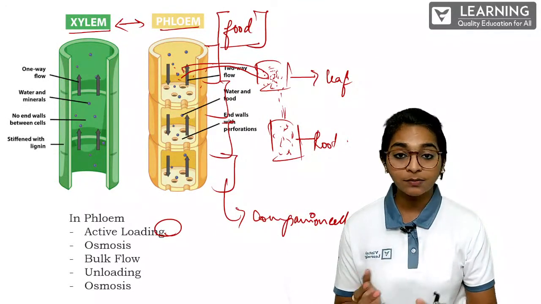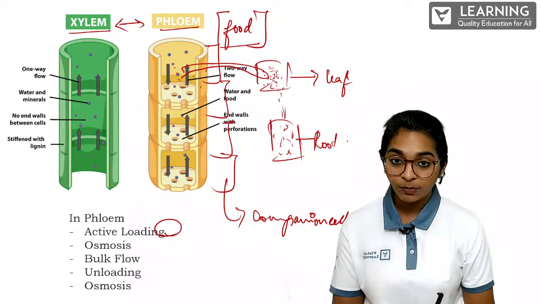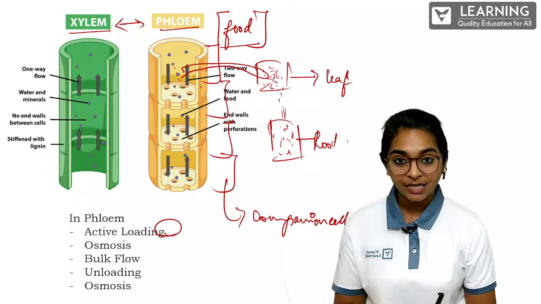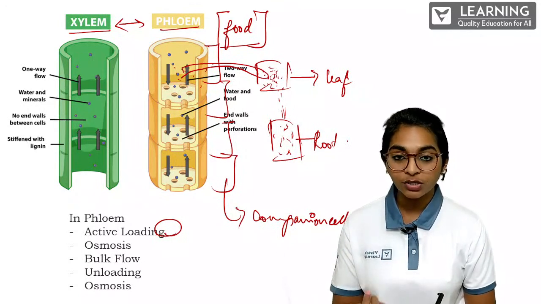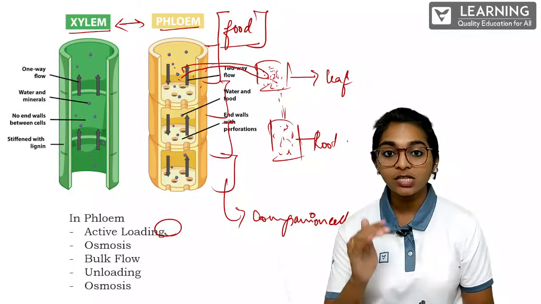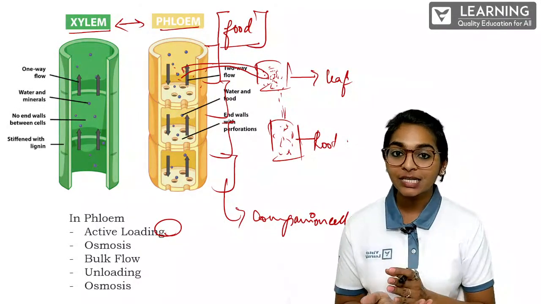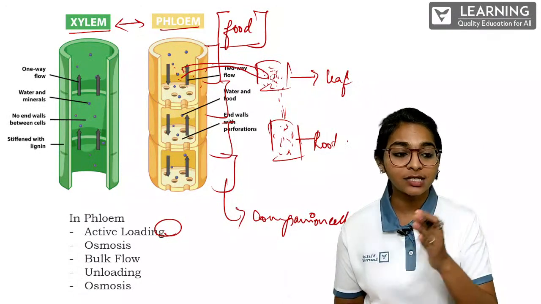It is very, very simple. It comes in four different types: sieve plate, sieve tube, companion cells, and phloem tubes. These are the four things you have to have in mind. In this, the sieve plate, sieve tube, and companion cell are very, very important. Companion cells are adjacent cells which are present in the phloem.